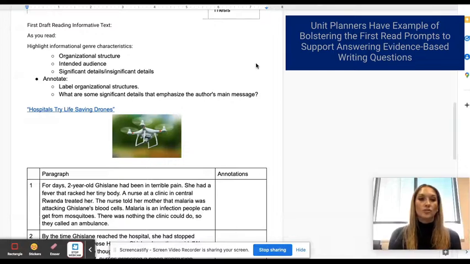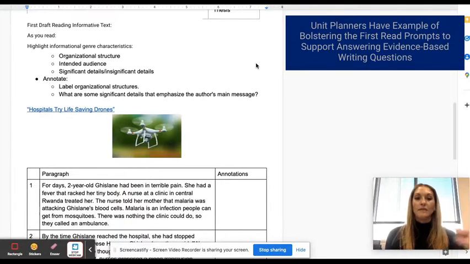It could be organizational structure. It could be intended audience. It could be significant or insignificant details. We're just giving them something specific to highlight so that they're not going through and highlighting anything that they feel like. Also, we're giving them an annotation strategy. So we're giving them something specific to annotate for.